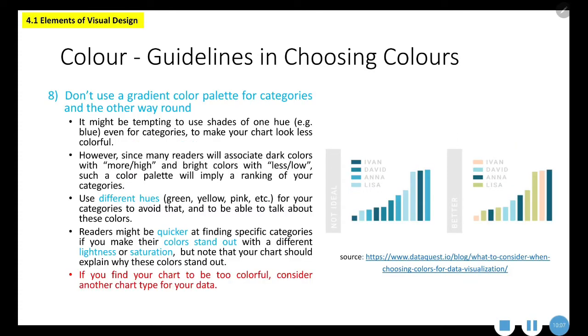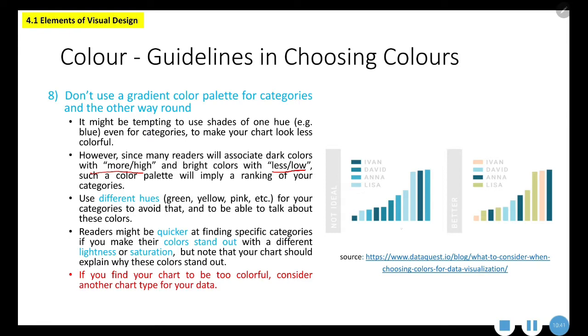Next, do not use a gradient color palette for categories and the other way around. It may be tempting to use shades of one hue, meaning that we just want to use one blue color even for categories to make your chart look less colorful, because our intention is to use fewer colors. However, since many readers will associate dark colors with higher values and bright colors with lower values, such a color palette will imply a ranking of your categories. Indirectly it shows ranking.